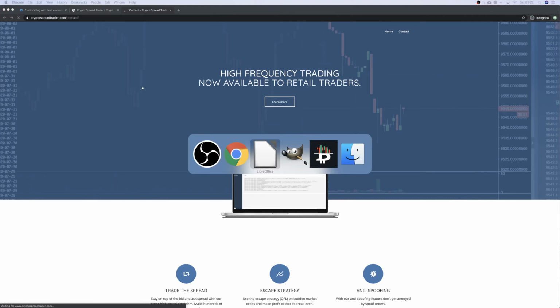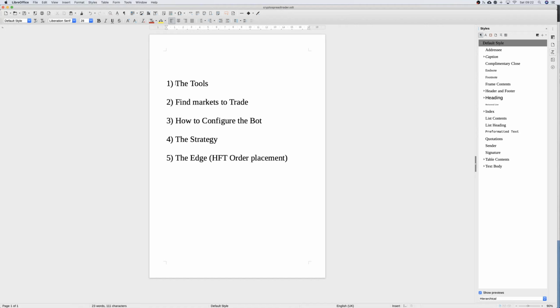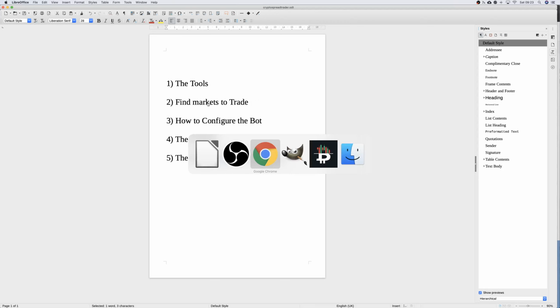Basically, we're going to review the tools that you need to start trading, how to find a market to trade, and how to configure the bot. In order to understand each element of the configuration, we're going to review the strategy, and quickly overview the edge, which is a very fast order placement system. So let's start with the tools.